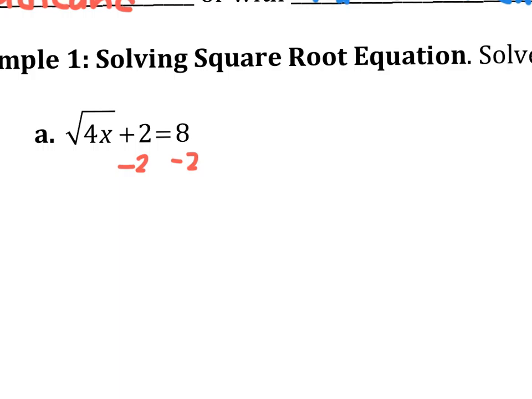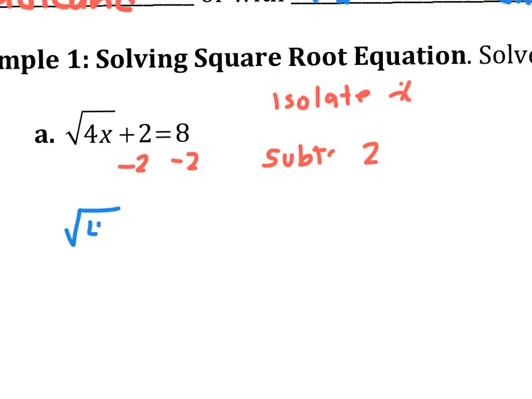So my goal is to isolate the variable. So how do I do that? First I'm going to subtract 2. Now we carry things down. I have the square root of 4x equals 6.